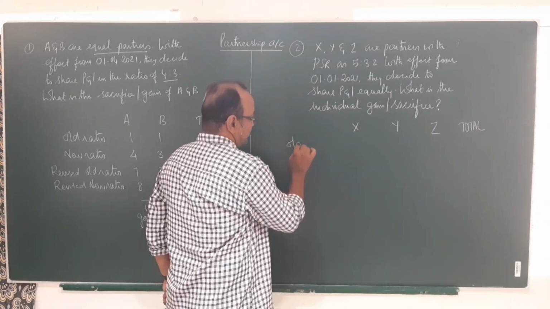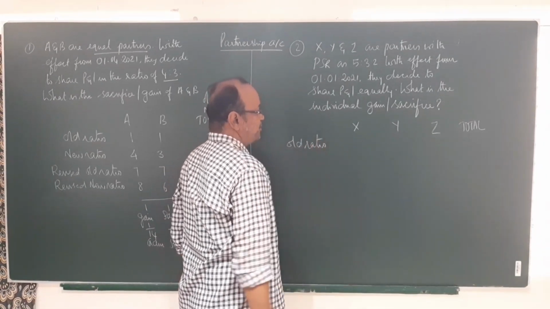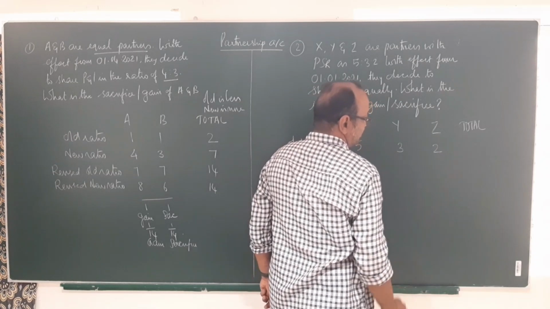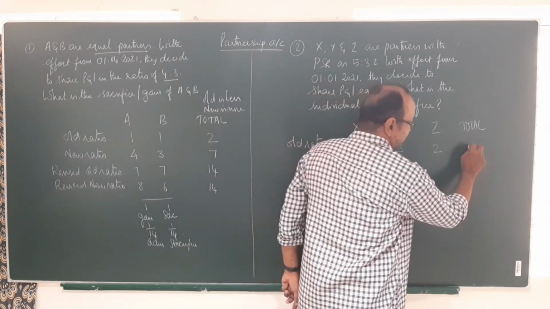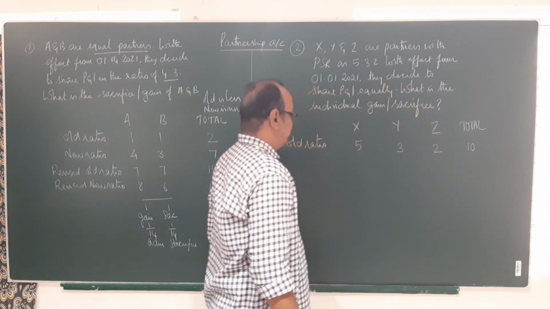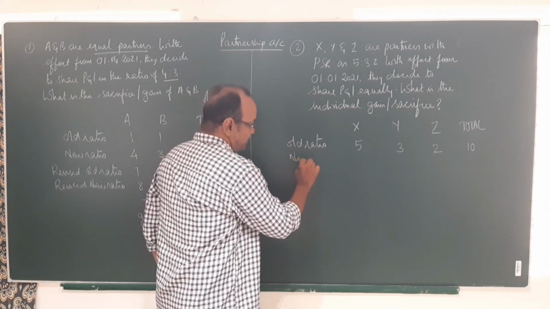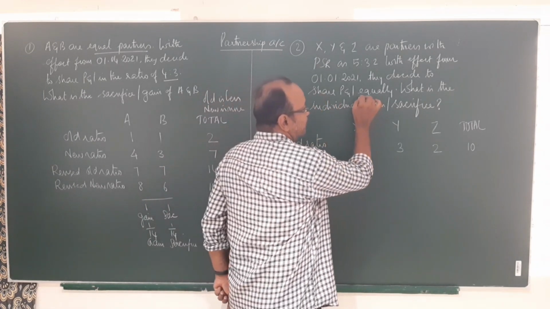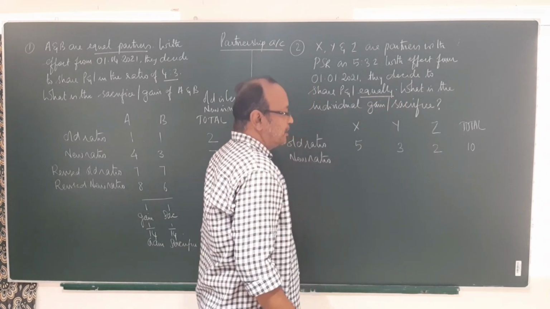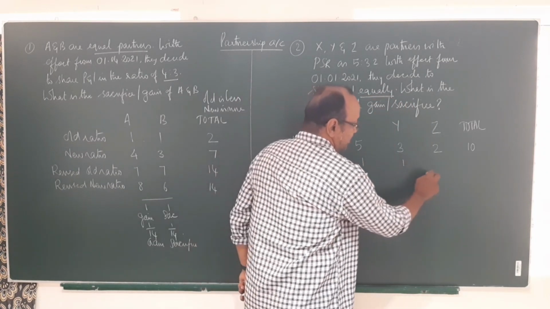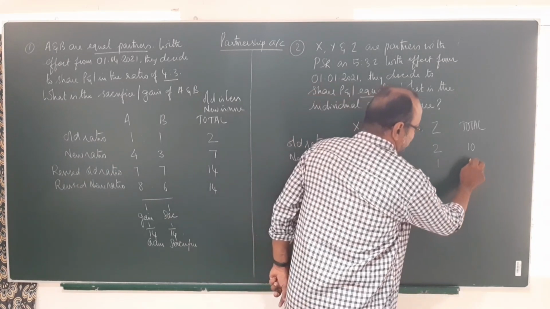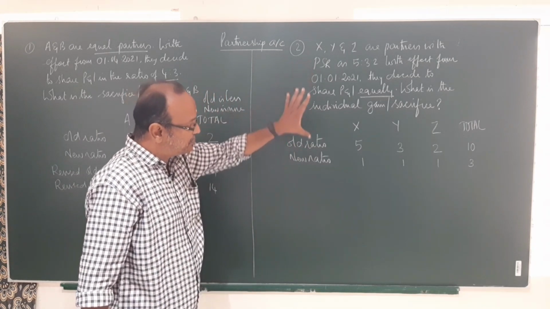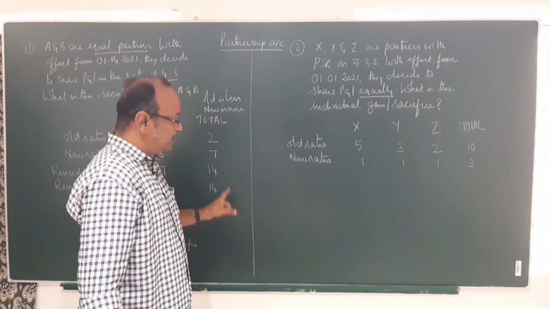We start with the old ratio. Old ratio is 5, 3, 2. 5 plus 3 plus 2, the total is 10. Right. Now what we need? The new ratio. New ratio is how much? They share profits and losses equally. That means what? 1, 1, 1. Total is 3. We have written whatever they have given in the question. Now let's start our solution.